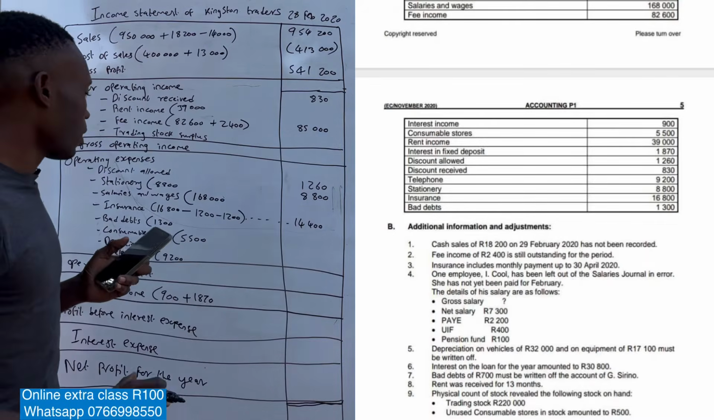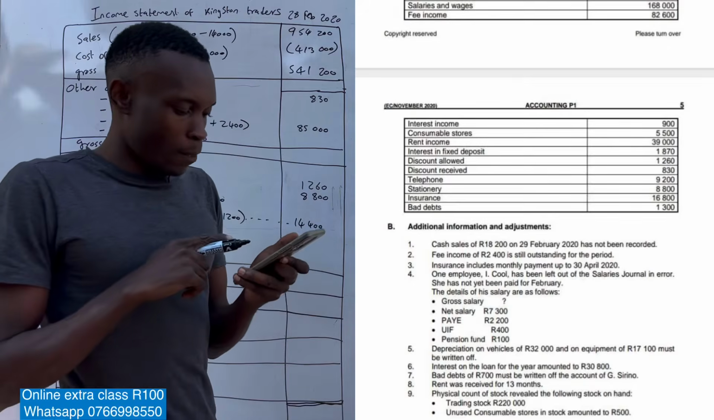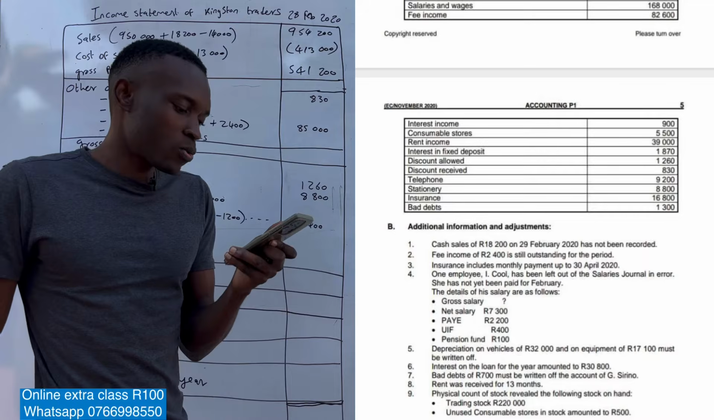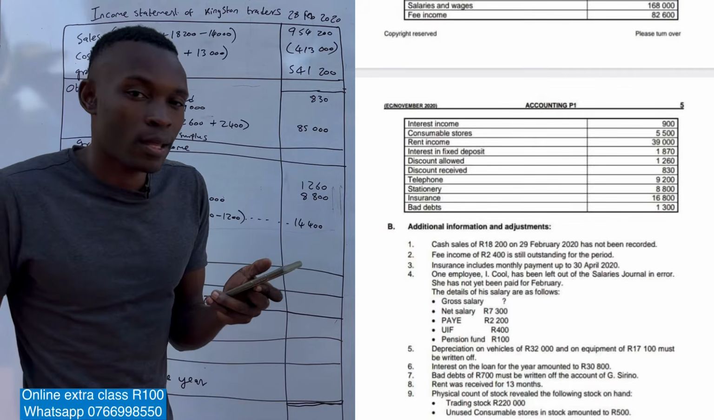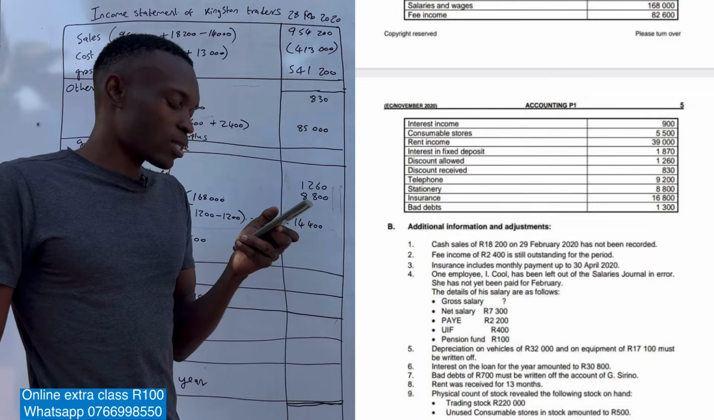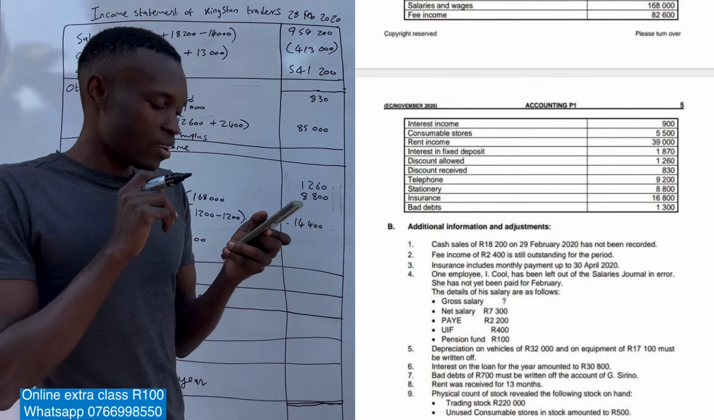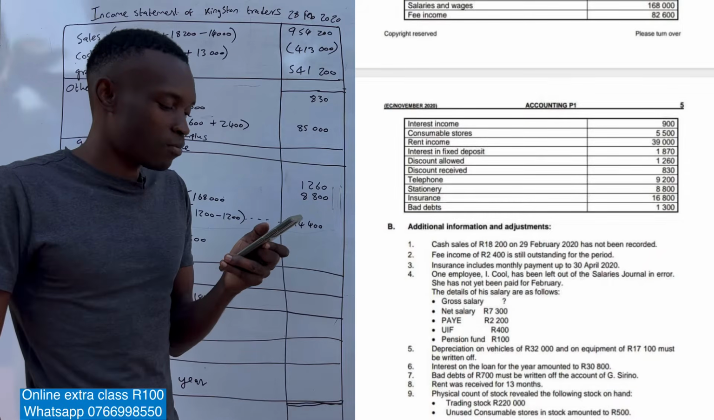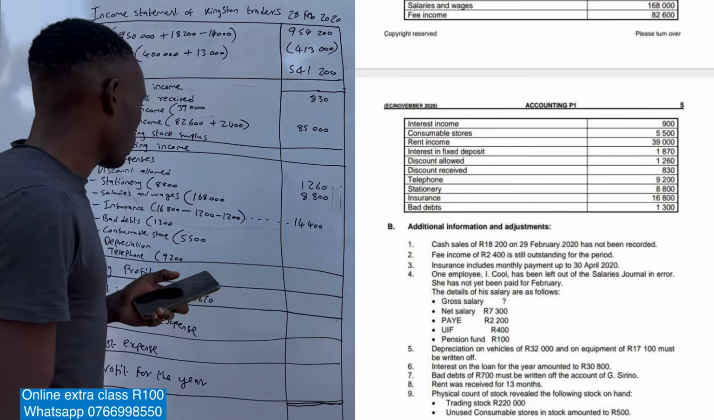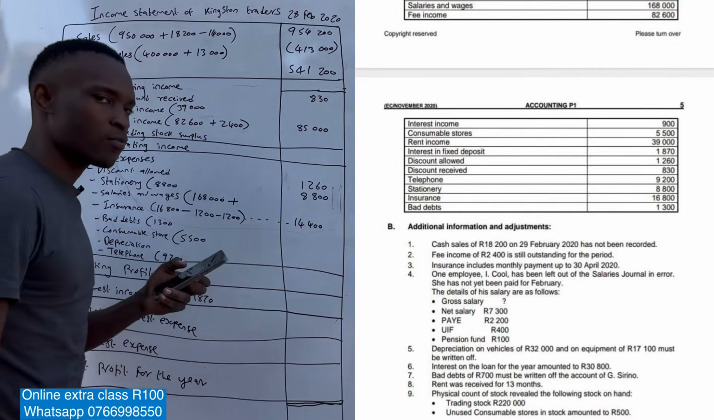Okay, now moving forward to the next one. One employee, I-Cool, has been left out of the salary journal in error. They said the detail of the salary was as follows. They didn't give us a gross salary. They gave us net, pay as you earn, UIF, and pension fund. This salary was supposed to be added. It was left out, which means that we have to add it because it's for this year.